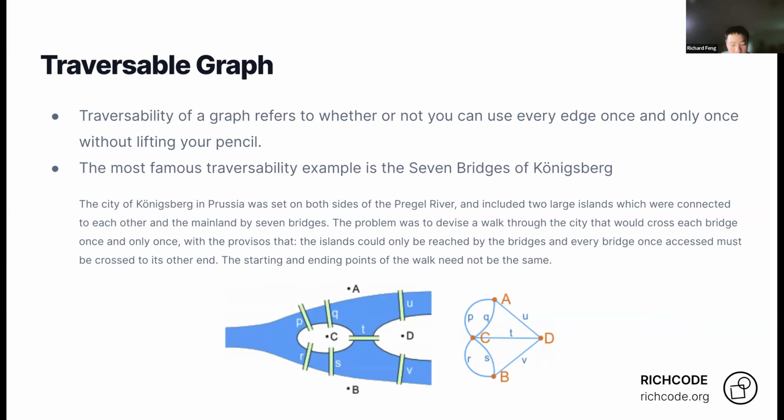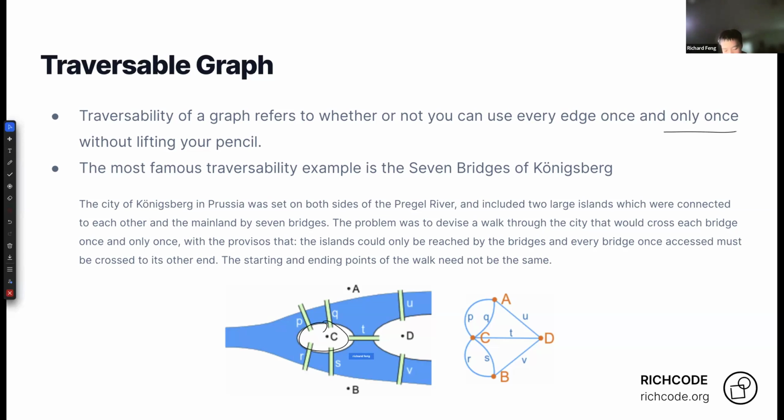We also have a concept called a traversable graph. The traversability of a graph refers to whether or not you can use every edge once and only once without lifting your pencil, basically. A famous example of this is the 7 bridges of Königsberg. Just some background about this problem. The city of Königsberg in Prussia was set on both sides of the Pregel River and included 2 large islands which are connected to each other and the mainland by 7 bridges.